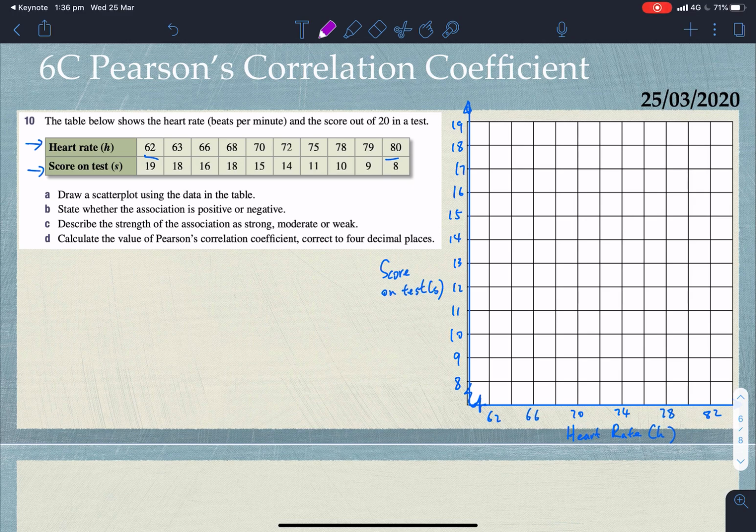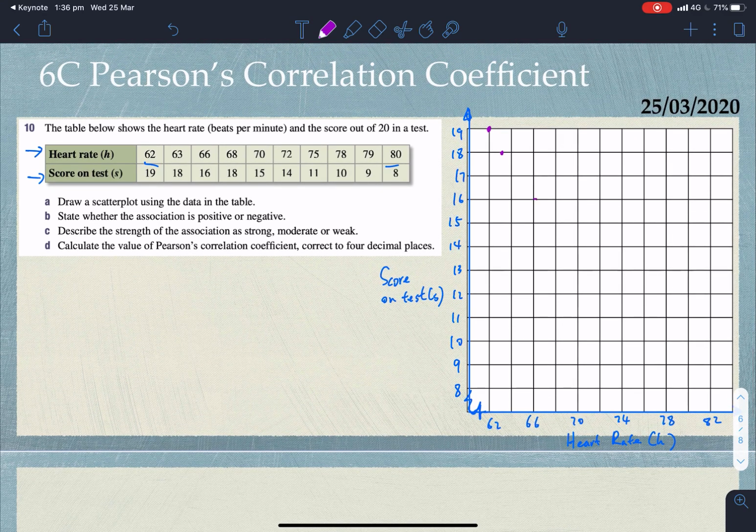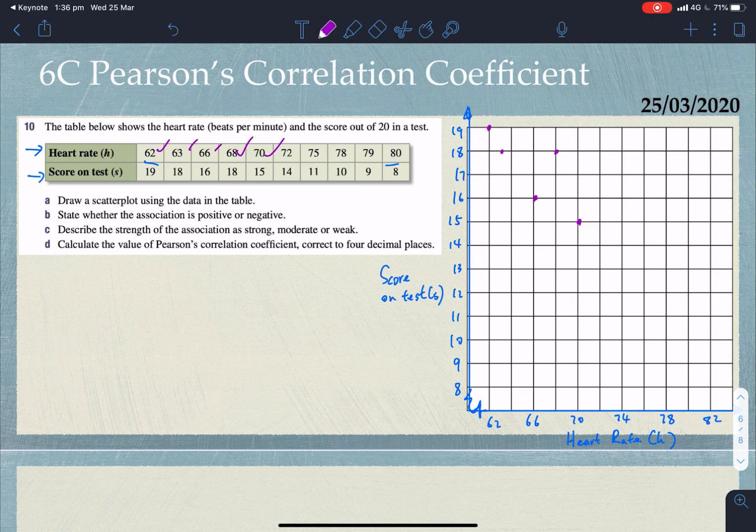62, 19. So 62, 19 is here. 63, 18. 66 is here. 66 is 16. 68 is 18. 70 is 15. 72 is 14. 75 is 11. 78 is 10. And 79 is 9. And then 8 is 8.